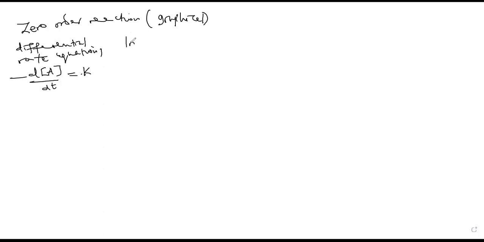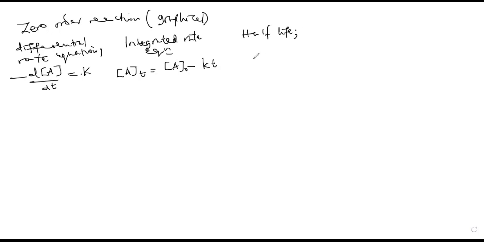But after integrating, we got concentration of A at time t equaling concentration of A when time was zero minus kt. And we got half-life as t half equaling concentration of A naught divided by 2k. Now, looking at this, we can easily interpret this information and then draw a graph, okay?